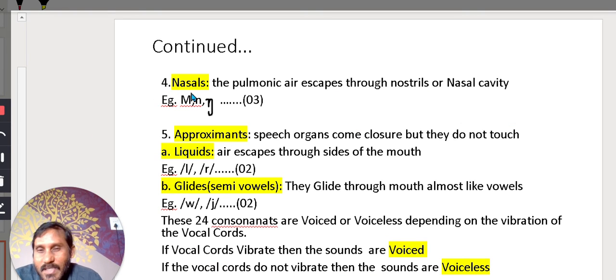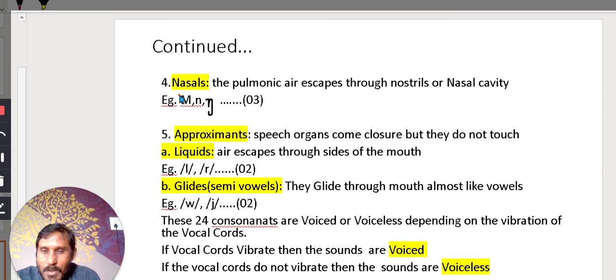Fourth category are nasals. There is not much confusion with regard to nasals. Okay, the pulmonic air escapes through the nostrils or nasal cavity. From the lungs, air comes and escapes through the nasal cavity, producing three different phonemes.